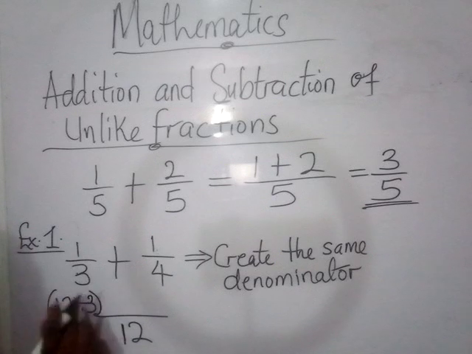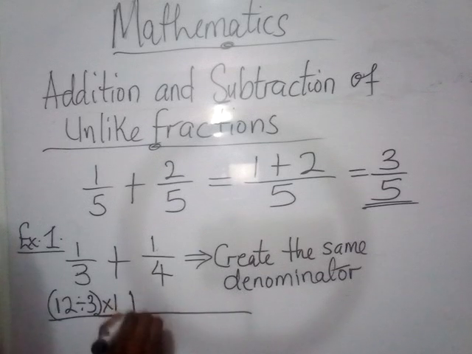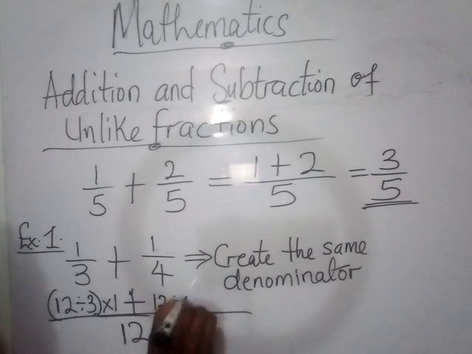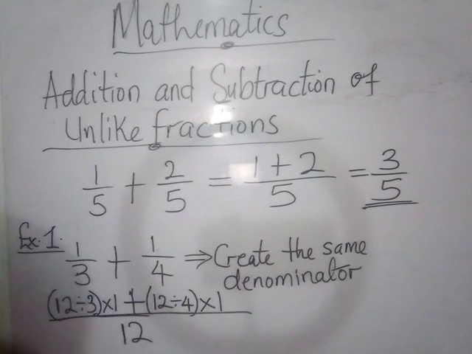You put that in a bracket times 1. Okay? That's for the first fraction. And for the second fraction, you put your plus in the middle. It will be 12 divided by 4 times 1. Okay? So we have our common denominator. Now we just want to get the new numerators so that we can do our addition. So what do we do next?